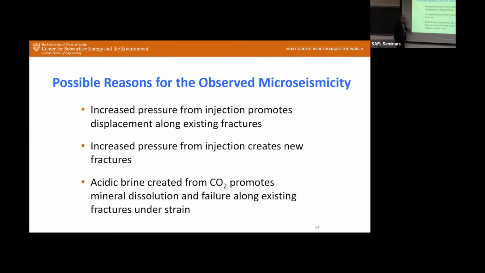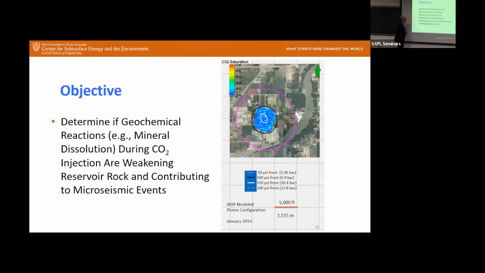And so I know a bit about geochemistry, so I thought I could work on that. But I don't know anything about geomechanics. And so that's why I found Angel Teresa Acano and Nicholas Espinoza to work on this problem. I thought we could work on the geochemistry part and they could help interpret and give tools to look at the geomechanics. So the objective of this work, done by Samantha Fuchs, was to determine if these geochemical reactions during CO2 injection could possibly weaken the reservoir rock and contribute to these microseismic events.